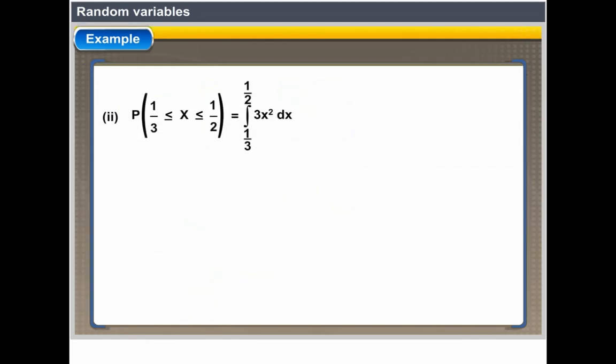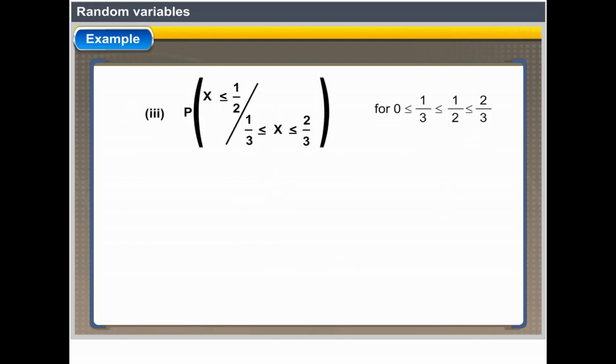Subdivision 2. Probability of 1 by 3 less than or equal to x less than or equal to 1 by 2 equal to integral 1 by 3 to 1 by 2 of 3x square dx. If we integrate, we know we will get x cube with the limits 1 by 3 to 1 by 2. After applying the limits, we will get 1 by 8 minus 1 by 27 equal to 19 by 216.